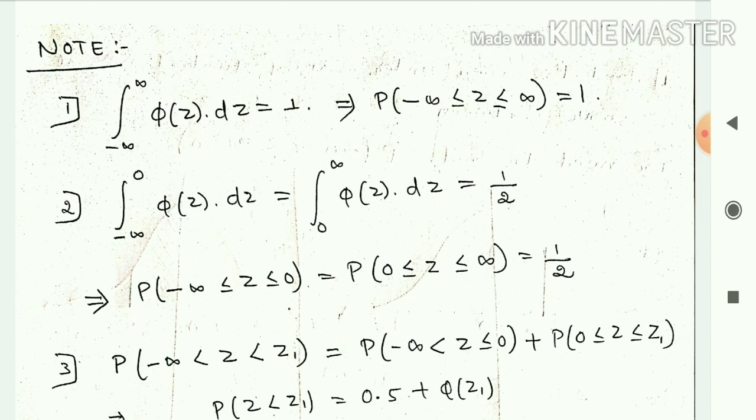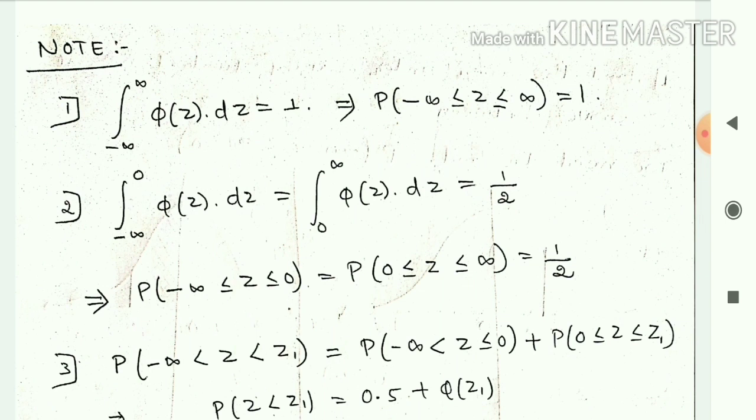Now, integration from minus infinity to infinity of phi of z dz. What is the value? It is simple, right? They are telling you to find the total area from minus infinity to plus infinity. In the standard normal distribution, total area is 1. So that can be written as p of minus infinity to infinity is 1.